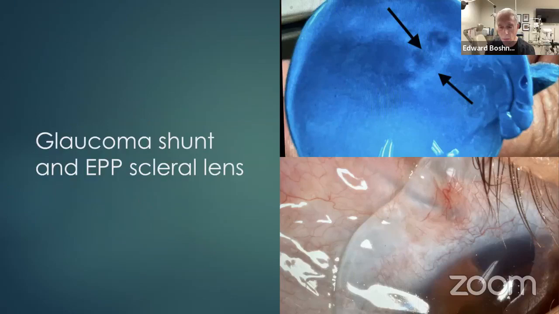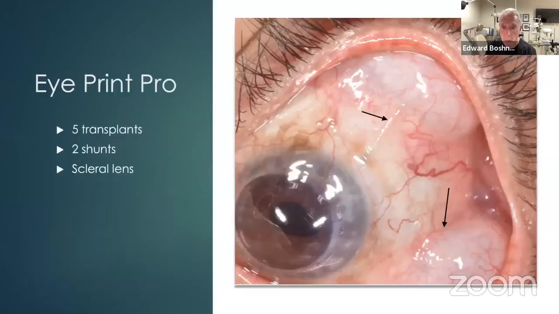This is the eye of an 11-year-old girl who had cataract surgery when she was under 3 years old, glaucoma surgery, and so forth when she was just under 3 or 4 years of age. And the patient's seeing very well with this lens. Here's another time we used that technology. This eye underwent 5 prior corneal transplants and 2 shunts. You can see the arrows pointing to the shunts and to the huge blebs on this eye.